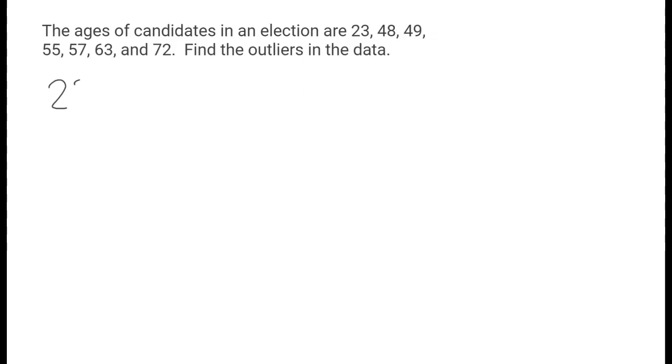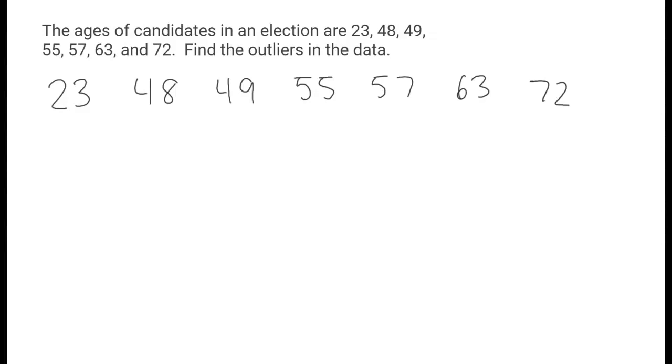So I'm going to go ahead and write these numbers. They're actually already in order for us, which is very nice. 57, 63, and 72. In order to find the quartiles, we first have to identify the median. There are 1, 2, 3, 4, 5, 6, 7 numbers. So the median is going to be the fourth number, which is 55 right here. So that is our median.